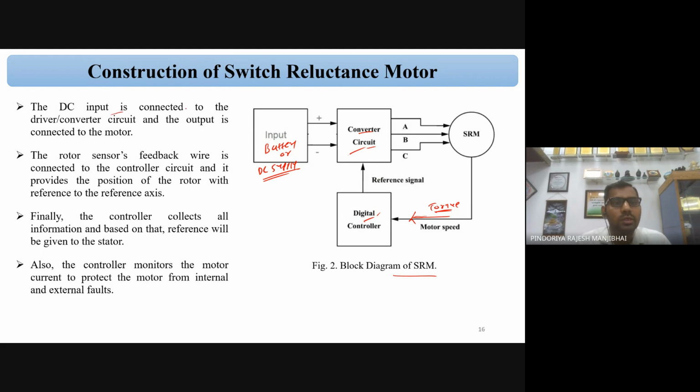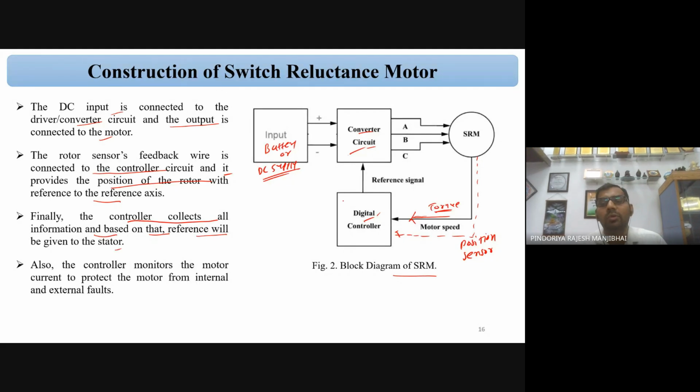The DC input is connected to the driver or converter circuit, and the output is connected to the motor. The rotor sensor feedback wire is connected to the controller. So this is your feedback wire. Okay, so maybe this is the position sensor, and it provides the position of the rotor with reference to the reference axis. Finally, the controller collects all the information, and based on that, the reference will be given to the stator.